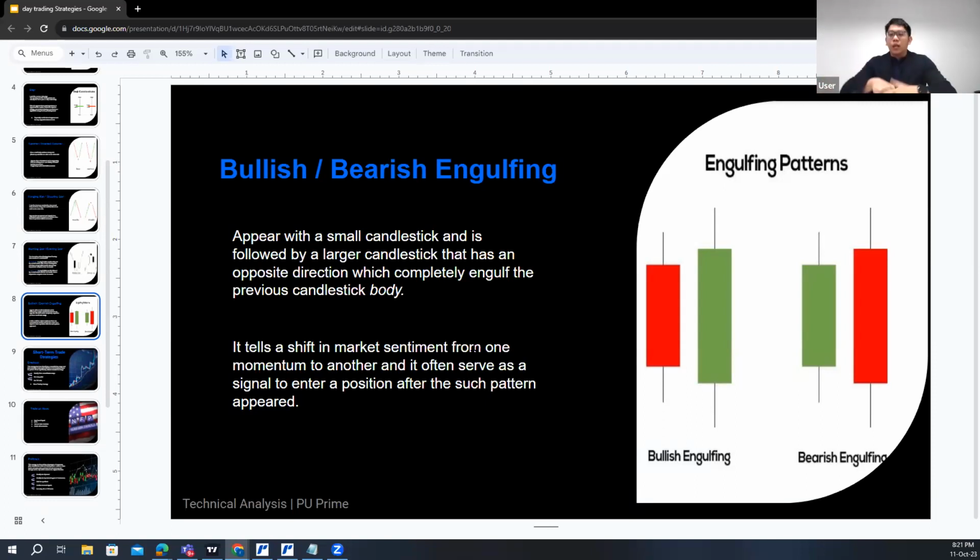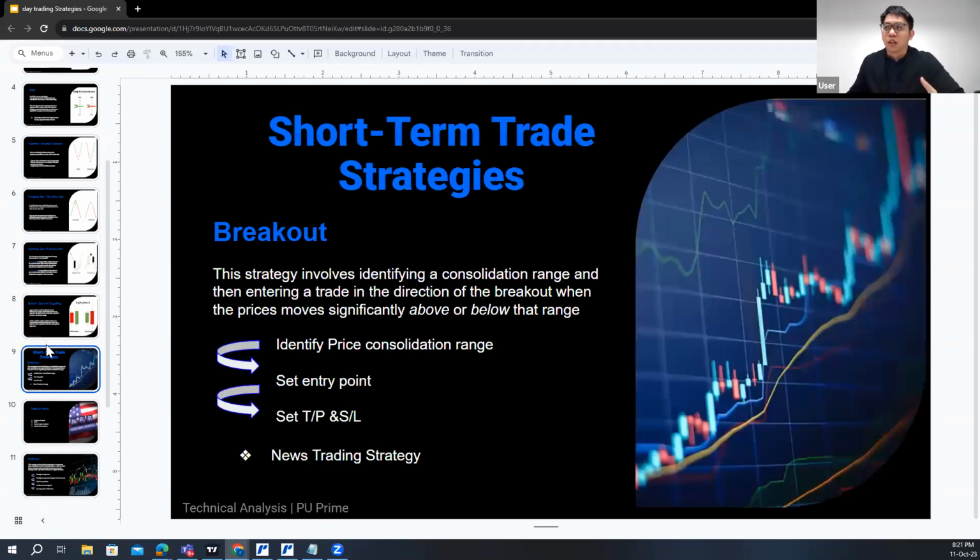Okay, after we learn what a candlestick is and also some of these very easy but, I think, very useful candlestick patterns, moving on we will go for short-term trading strategy.